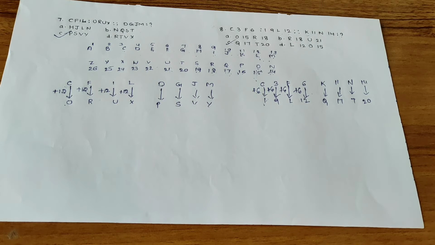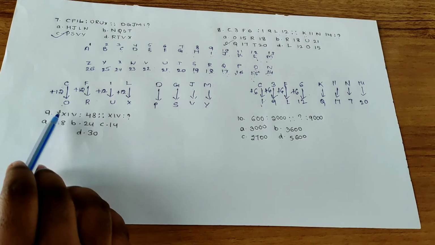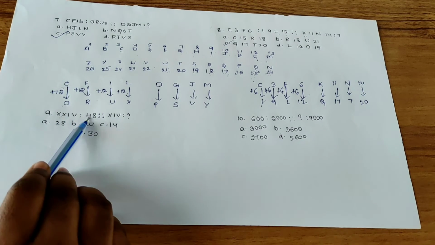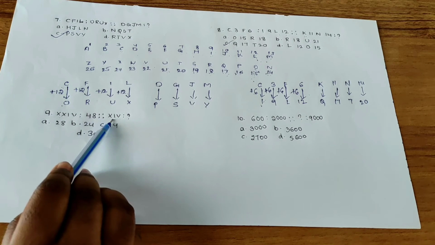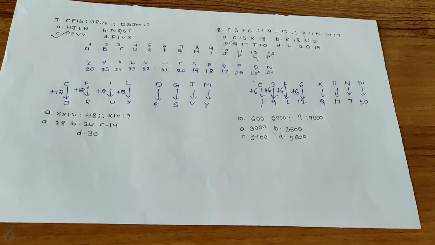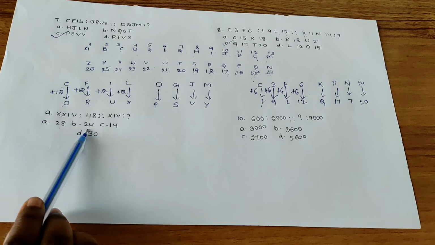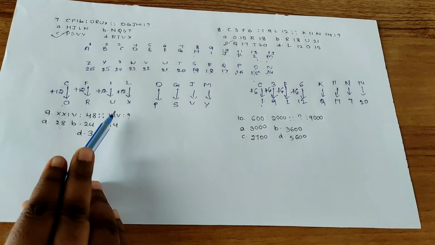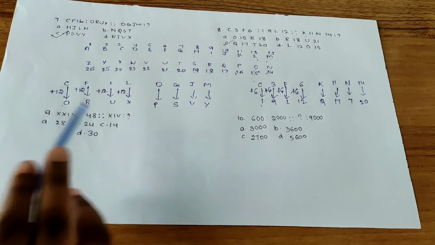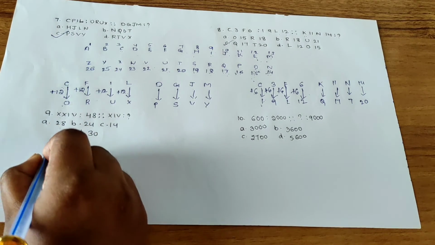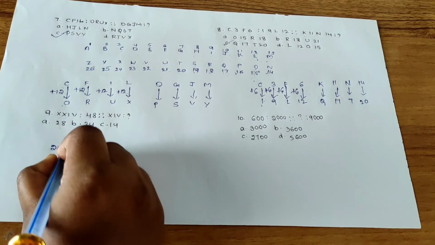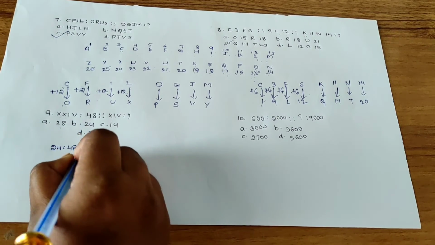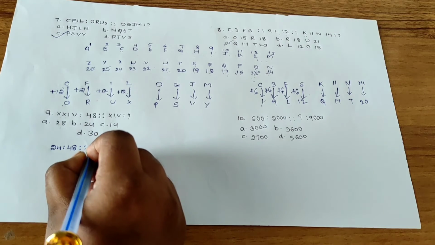Now moving to the 9th question. The question is 24 is to 48, proportionally 14 is to question mark. So the options are 28, 24, 14 and 30. Here they have given the first one in Roman letters and the third one in Roman letters. If you convert that, 24 is to 48, proportionally 14 is to question mark, right?